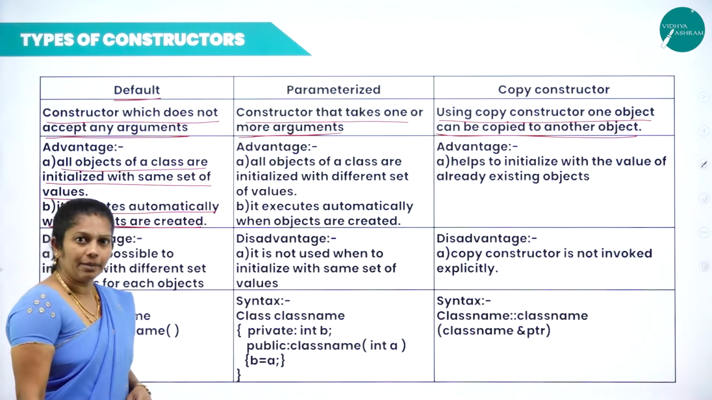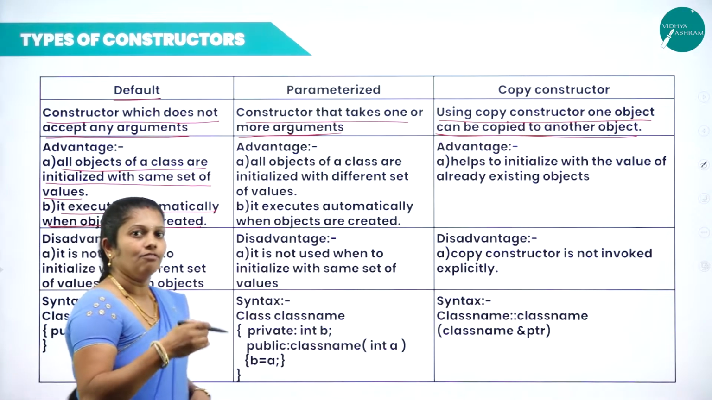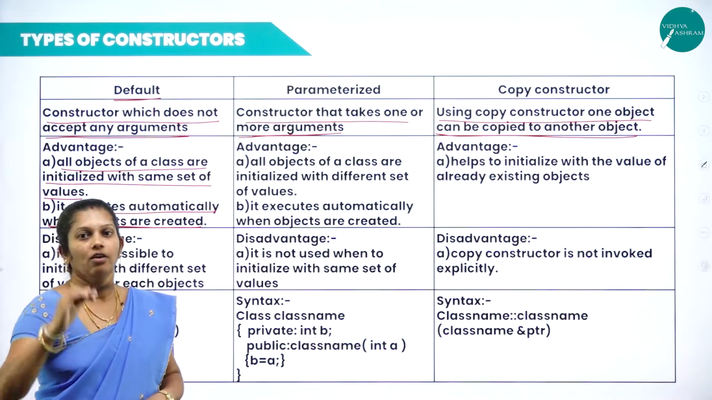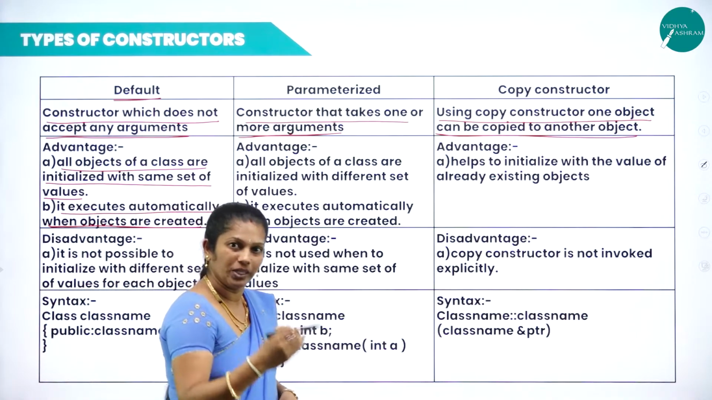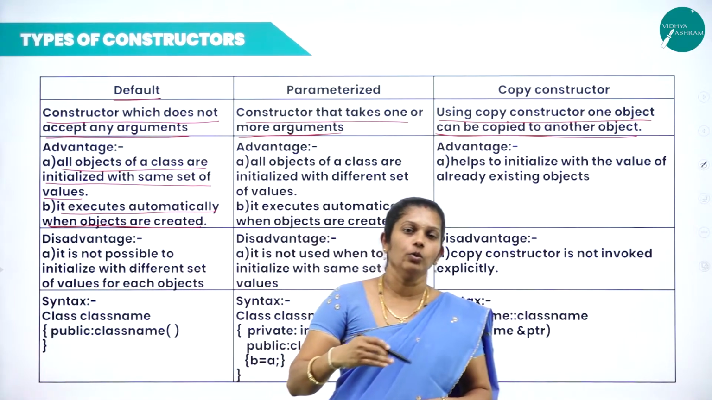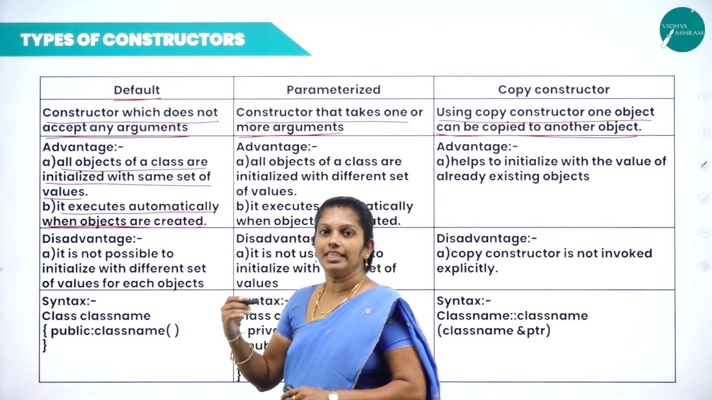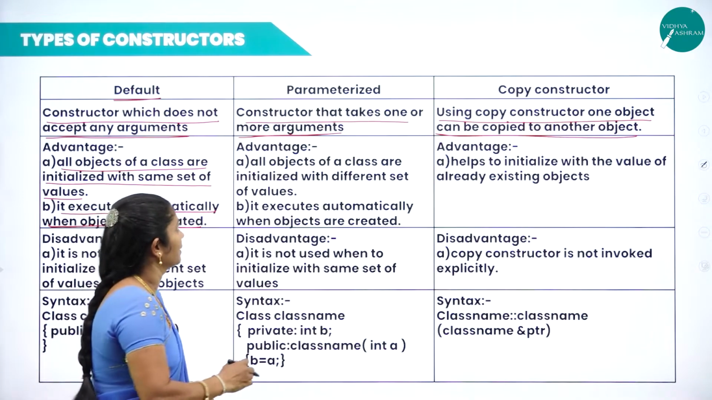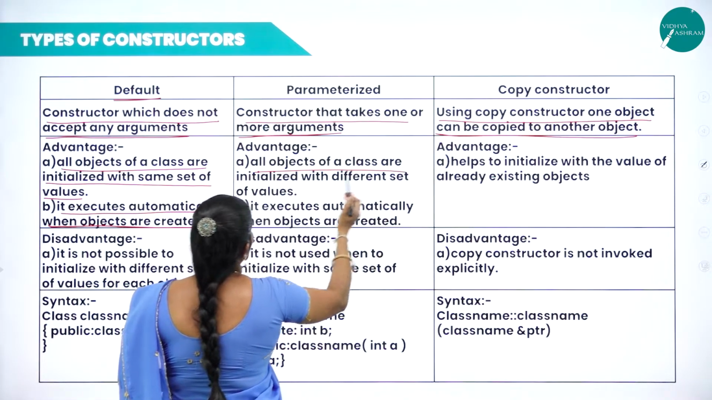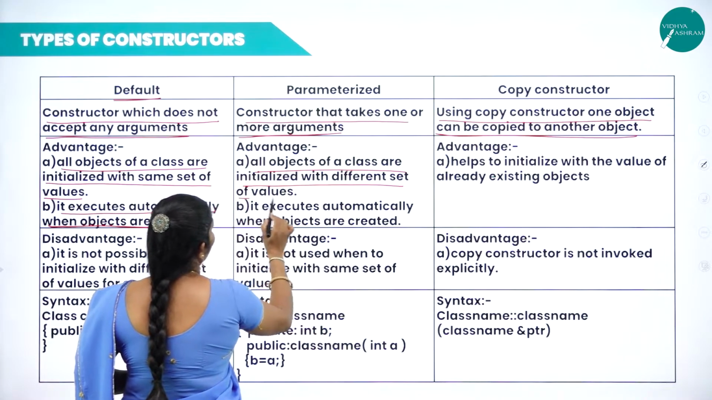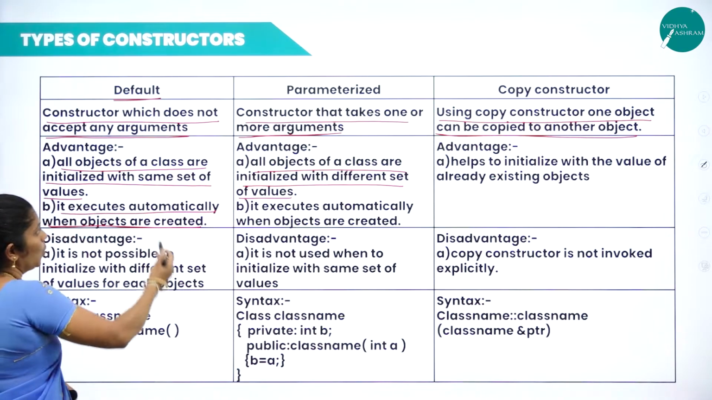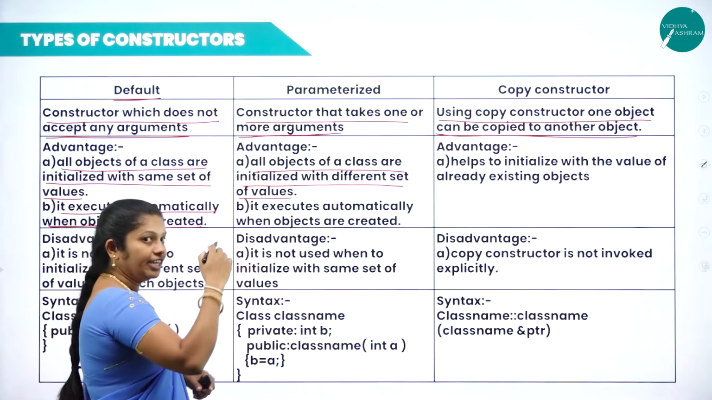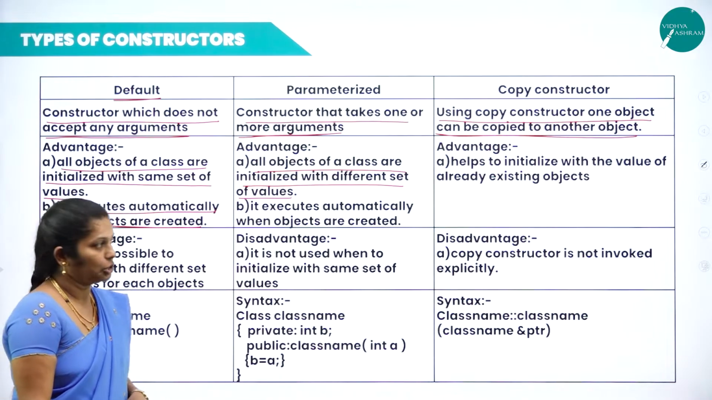But when they come to parameterized constructor, for each object, we can give different set of values. For object 1, one value. For object 2, another value. For object 3, another value. Like that, for each object, we can give different set of values in parameterized constructor. All objects of a class are initialized with different set of values. Whereas here, same set of values we are initializing, whereas here different set of values we can initialize.